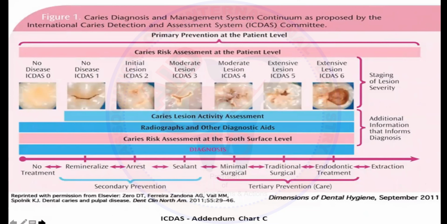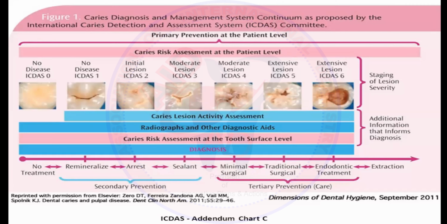Then this is the detail of the ICDAS system of classification. You can all get this beautiful photograph in this journal, Dimensions of Oral Hygiene, September 2011. According to this, you can see from ICDAS 0 to ICDAS 6, from no disease, then minimal disease, initial lesions, moderate lesions, and then extensive lesions. So this is according to the staging of lesion severity, right?